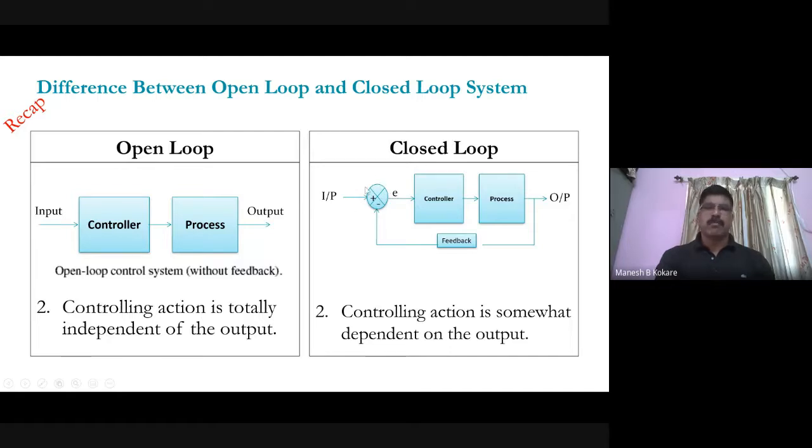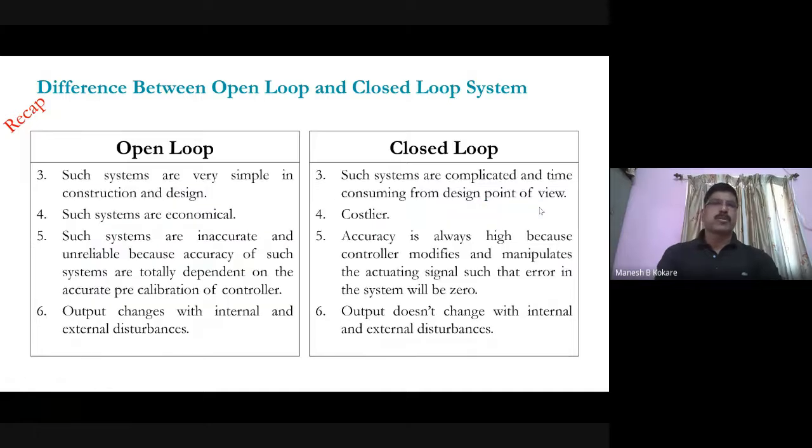Also, one more thing is that a comparator is present in the closed loop system, which is not present in the open loop system. The second difference between the open loop and closed loop system is that the controlling action is totally independent of the output because we are not measuring the output. So this controller action is totally independent of the output, whereas in a closed loop control system, the controlling action depends upon the output. Whatever the output is, according to that, feedback will be given, and the output of the controller will change according to the feedback. So the controlling action depends upon the output in a closed loop control system.